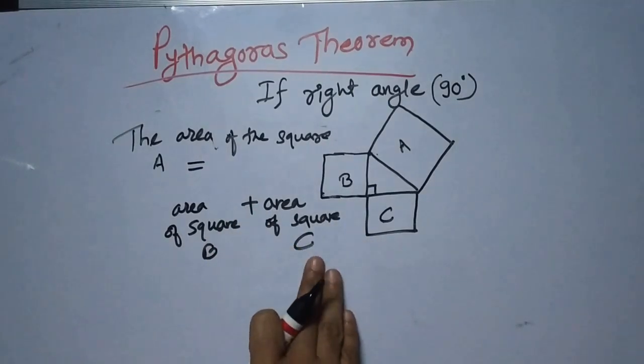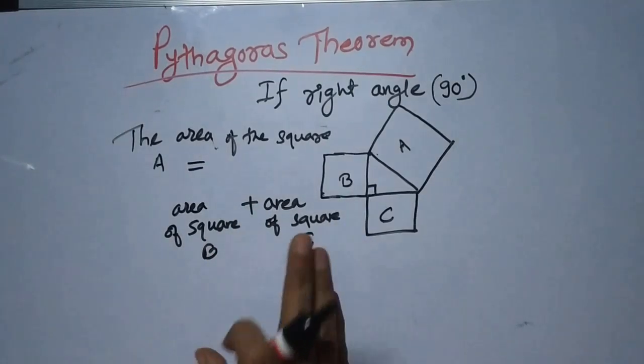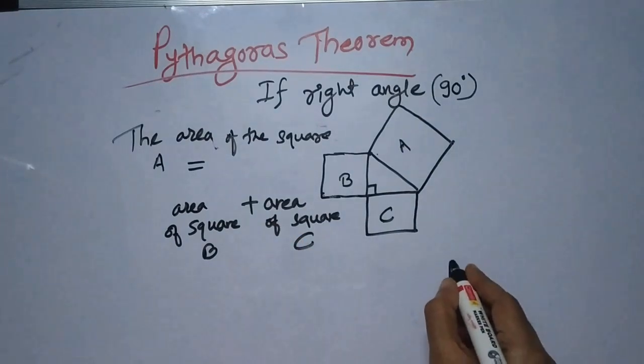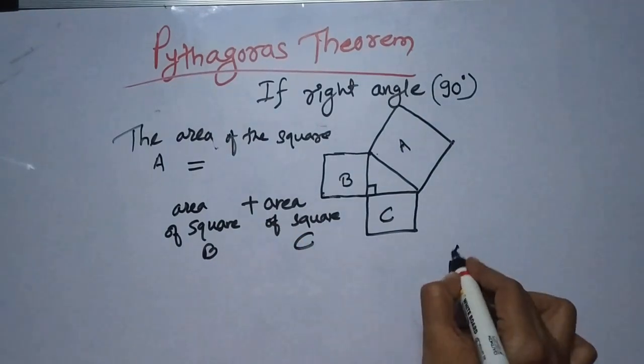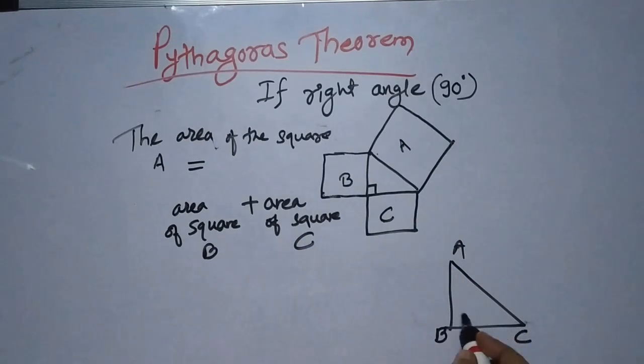So this is called what? Pythagoras theorem. Suppose we have one triangle ABC. This is a triangle ABC, and these are the sides. This is side A, this is side B, and this is side C.